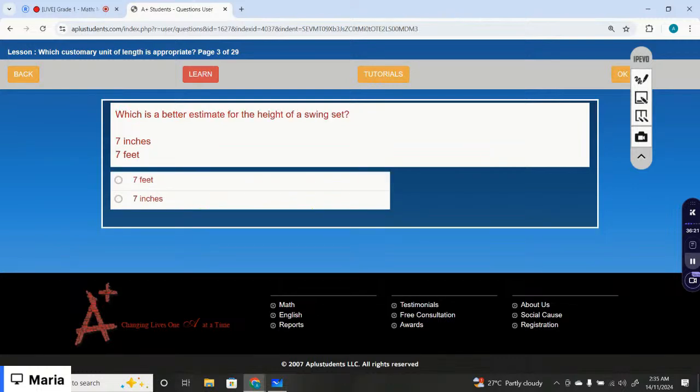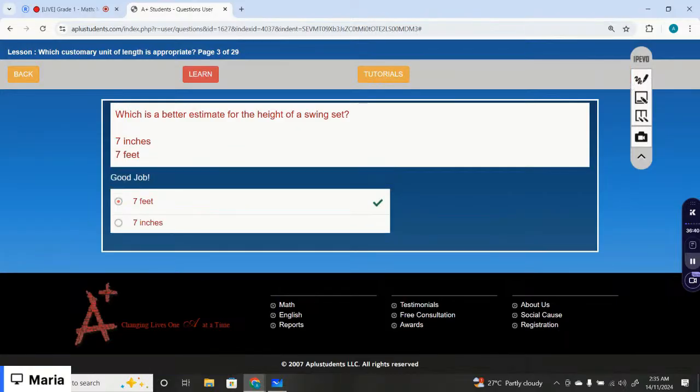Which is a better estimate for the height of a swing set? So which is the correct option? That is the height of the swing set, right? That must not be in inches because inches is the smaller unit. That must be 7 feet. The correct option is 7 feet.